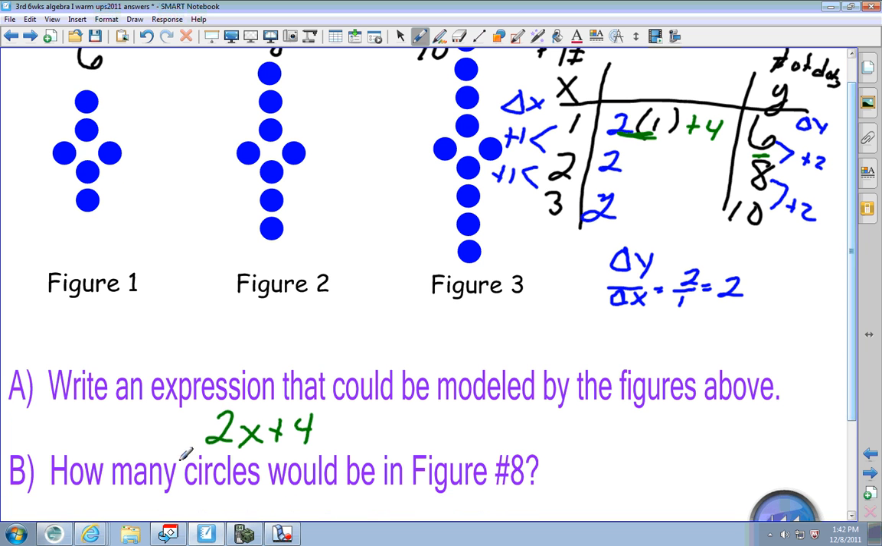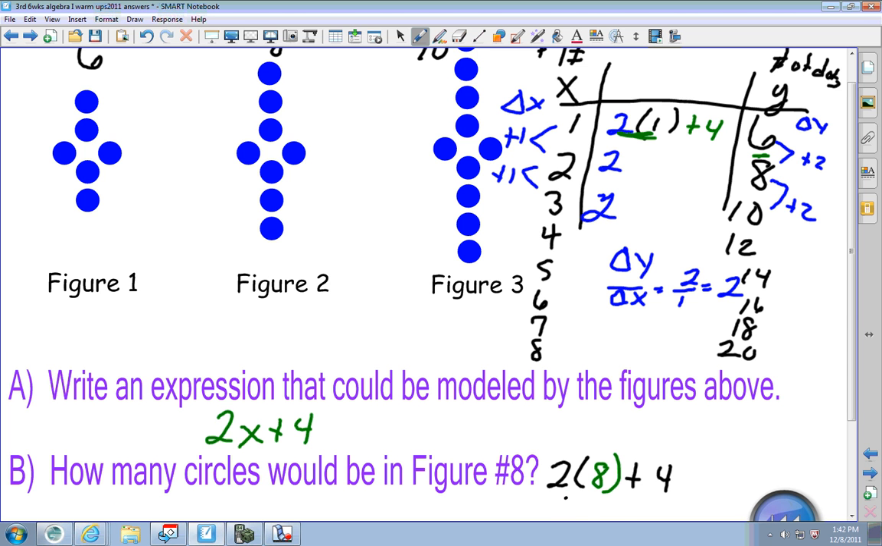Now to find out how many are in figure 8, I can either continue to write this out, like I could go 4, 5, 6, 7, 8, and keep going up by 2. Or you do 2 times x, the figure number is 8, plus 4. 2 times 8 is 16. 16 plus 4 equals 20. So your answer would be 20.